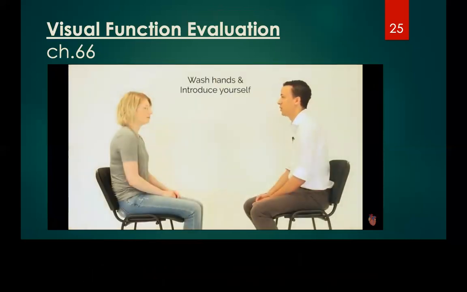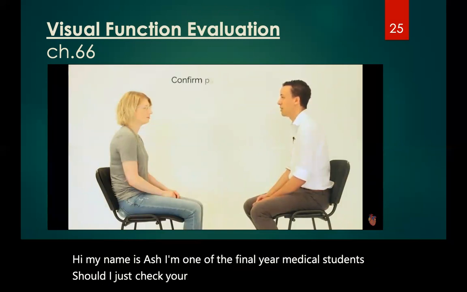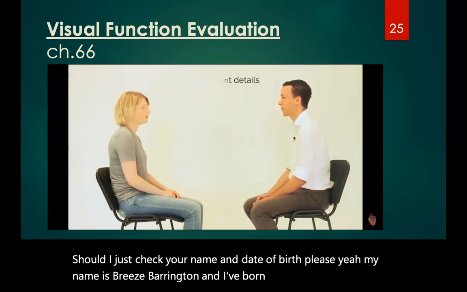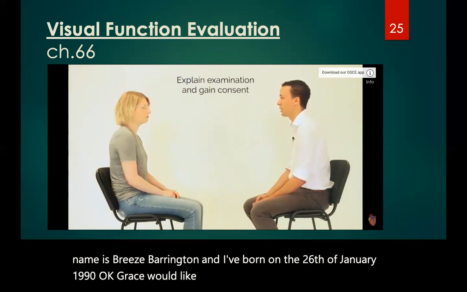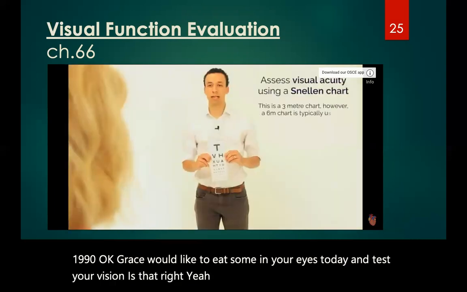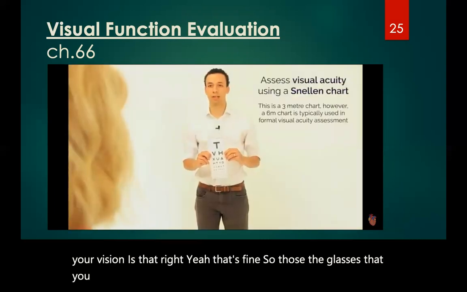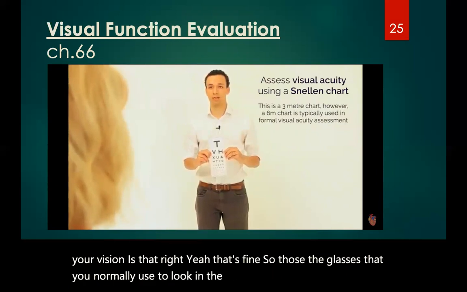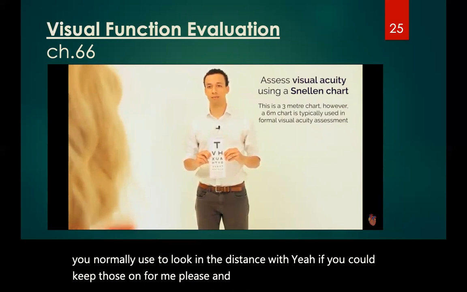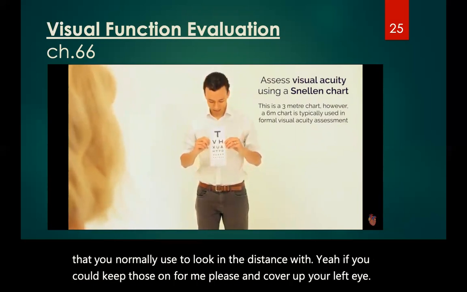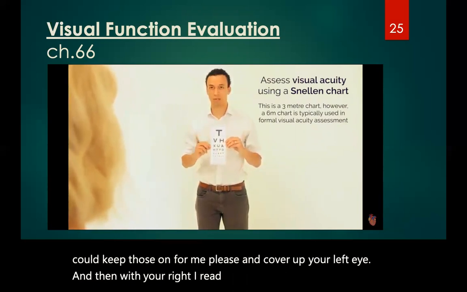Hi, my name's Ash. I'm one of the final year medical students. Could I just check your name and date of birth, please? Yeah, my name's Grace Barrington and I was born on the 26th of January 1990. Okay, Grace, we'd like to examine your eyes today and test your vision. Is that all right? Yeah, that's fine. So those are the glasses that you normally use to look in the distance with. Yeah. If you could keep those on for me, please, and cover up your left eye. And then with your right eye, read down as far the chart as you can.